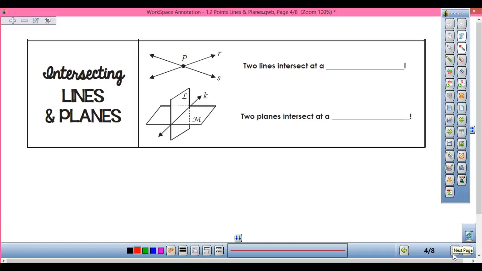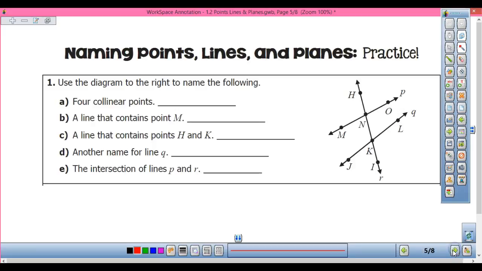All right. 2 lines intersect at a point and 2 planes intersect at a line. Okay, so 2 lines, they intersect at a point, 2 planes, they intersect to form a line.